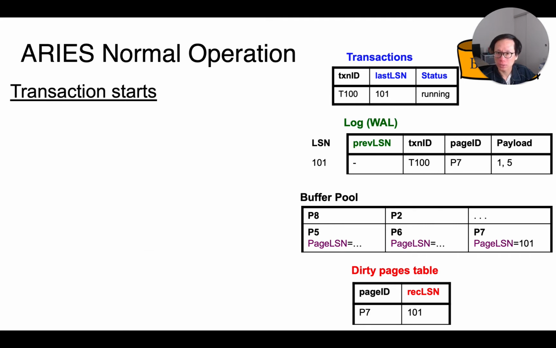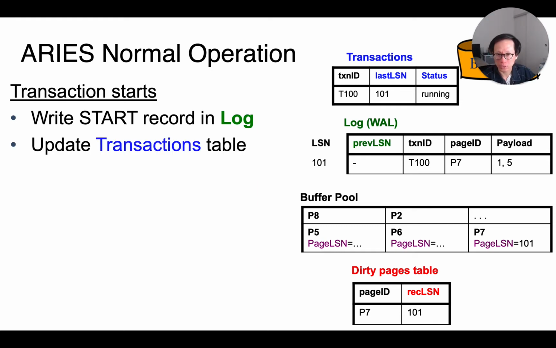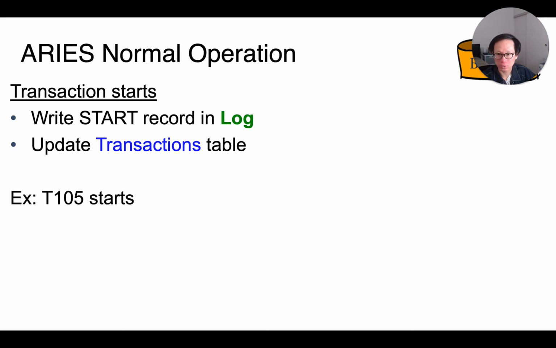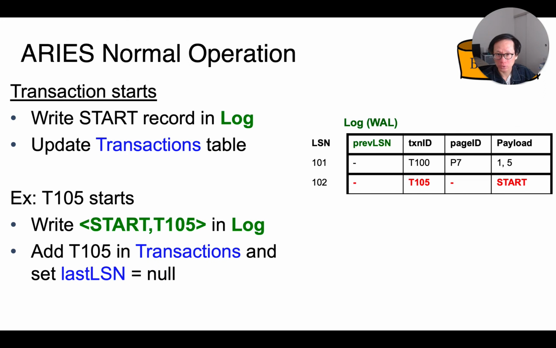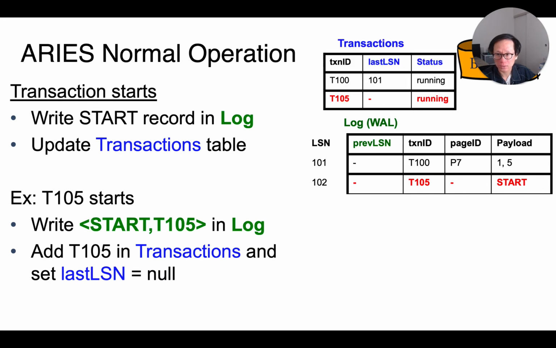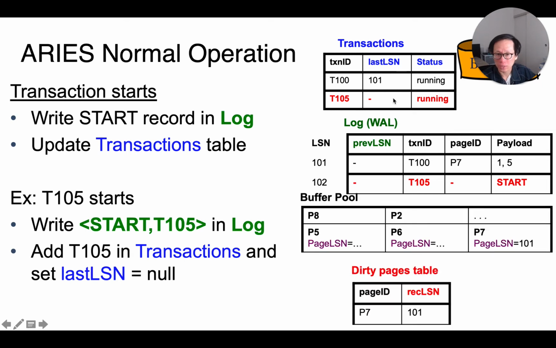So, when a transaction starts, we write the start record to the log. Subsequently, we update the transactions table to add a new entry corresponding to the new transaction. For example, suppose transaction 105 starts. We write a new record to the log. Then we add a new entry to the transactions table with last LSN set to be null. The buffer pool and dirty pages table remain unchanged during this process.